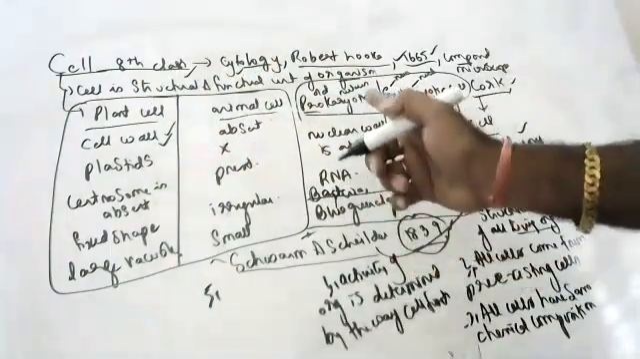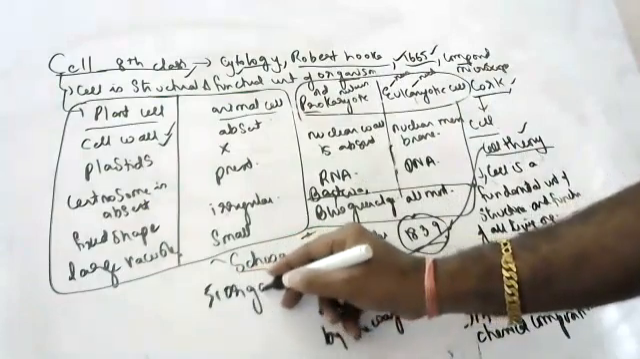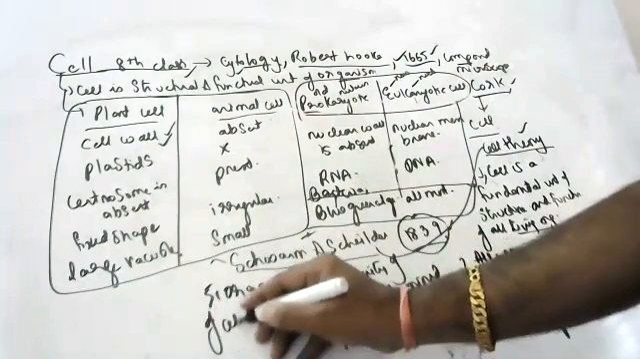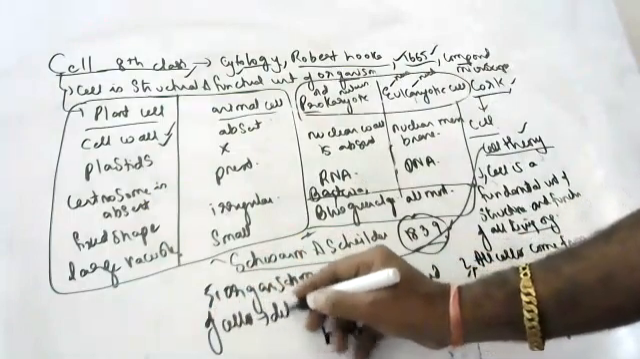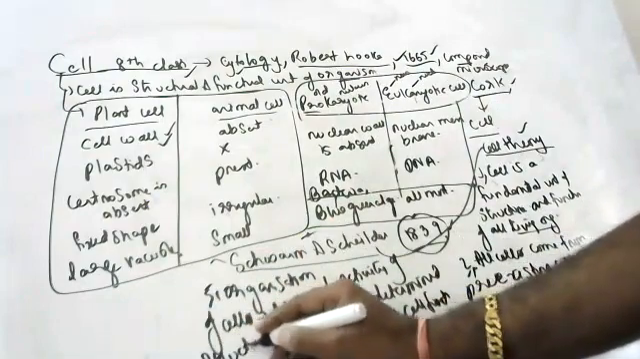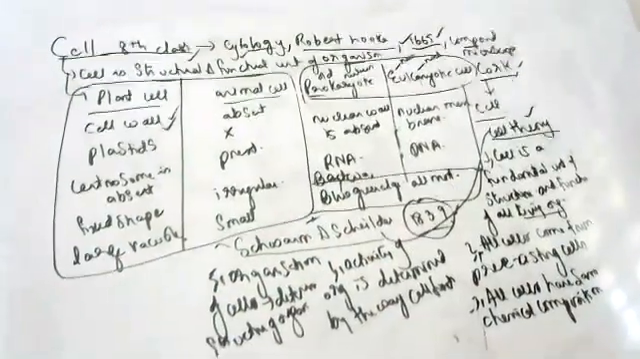The organization of cells determines the structure of the organism. This is cell theory. If I ask about cell theory, you have to write these five propositions.